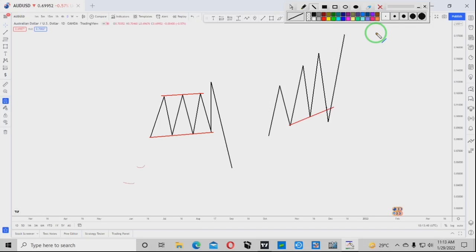Now, the third type of liquidity is that liquidity rests above all highs and all lows. I want you to understand that. It rests above previous day's high, previous day's low, previous week's high, previous week's low.